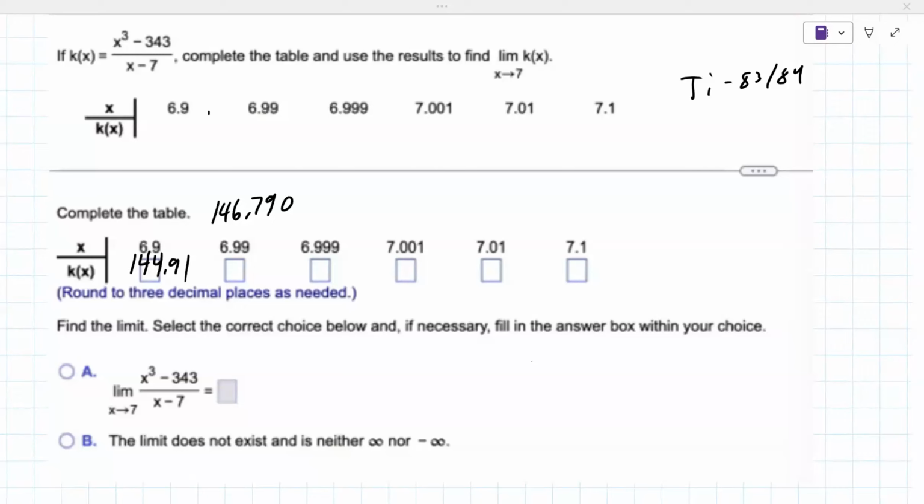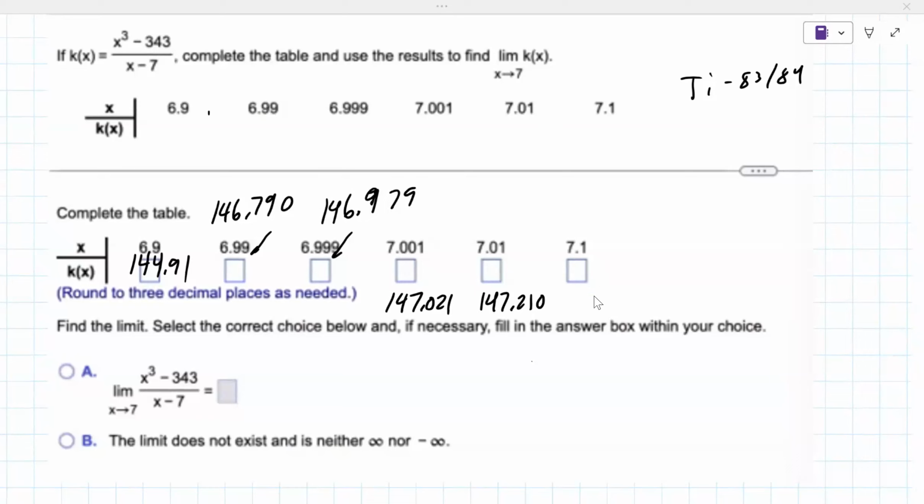No, I can do that. I think that's all right. 146.98. No, 3 decimal places. 979. So that's this one. That's this one. So this one is 147.021. 147.210. And 140.